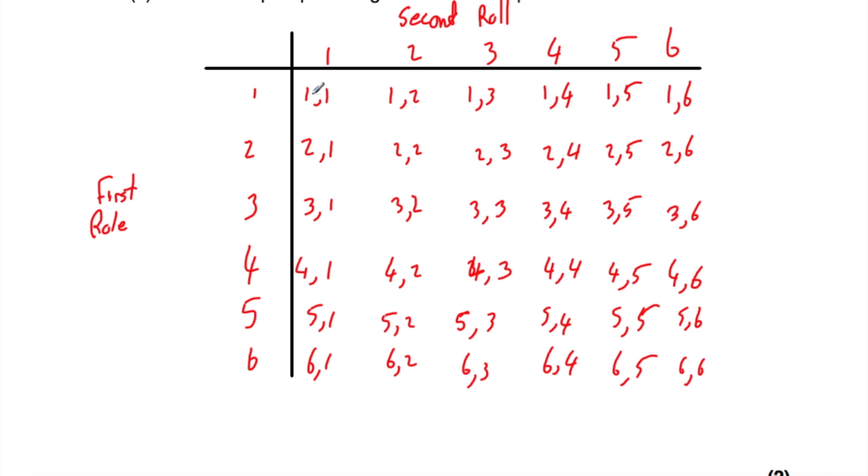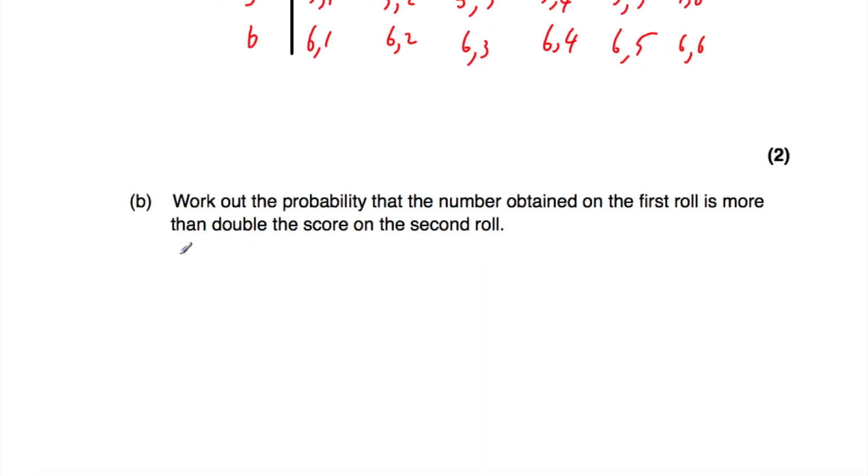So we want to find outcomes where the number in the first roll is more than double what's on the second roll. So for instance, we could have a 3 and a 1, because the first roll is a 3, the second roll is a 1, and 3 is more than double 1. A 4 and a 1 would work as well, because if we double 1 we get 2, and 4 is more than double that. 5 and 1 would work as well, and 6 and 1. So 3 and 1, 4 and 1, 5 and 1, and 6 and 1.